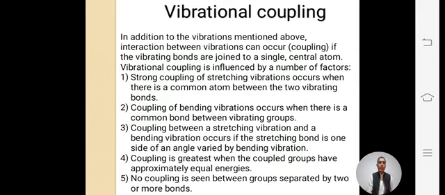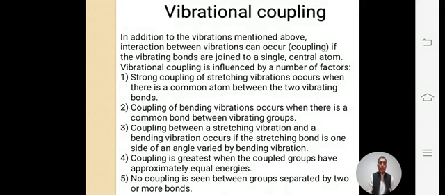Next one is vibrational coupling. Interaction between vibrations can occur if the vibrating bonds are joined to a single central atom. Vibrational coupling is influenced by a number of factors. Number one, strong coupling of stretching vibrations occurs when there is a common atom between the two vibrating bonds. Number two, coupling of bending vibrations occurs when there is a common bond between the vibrating groups.